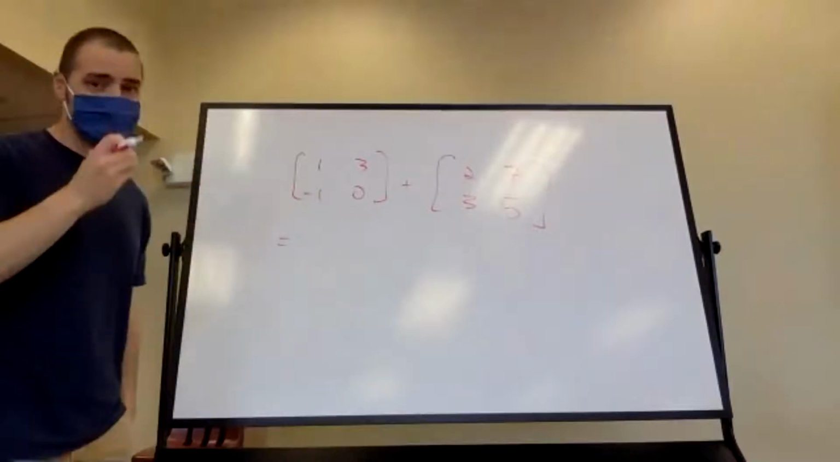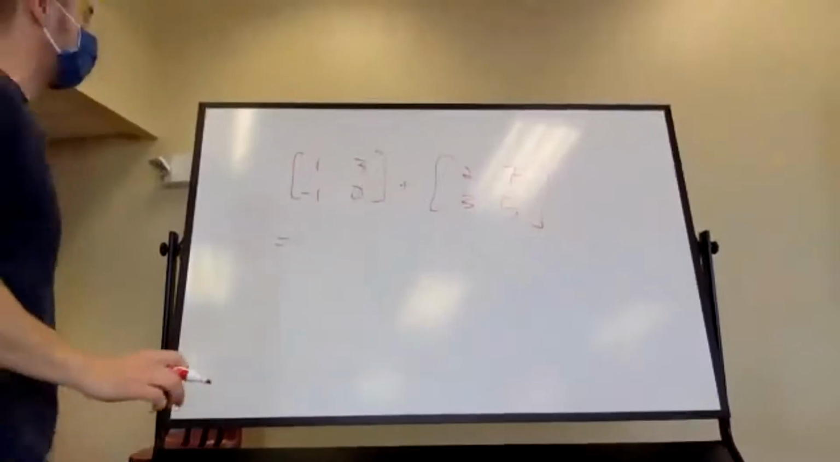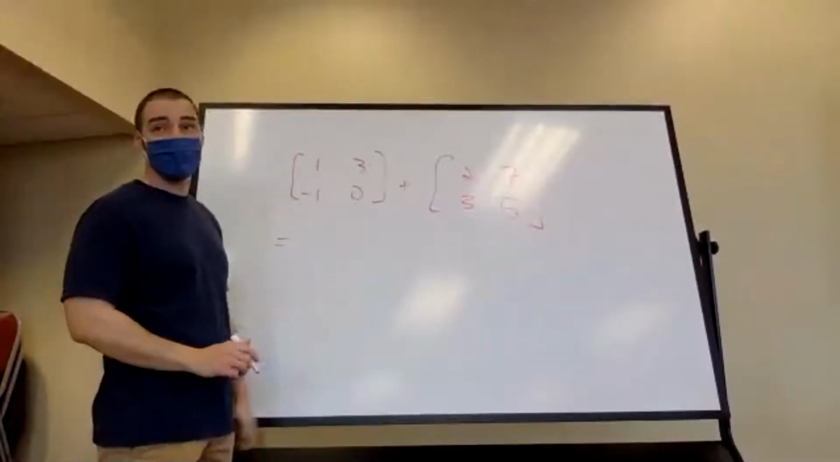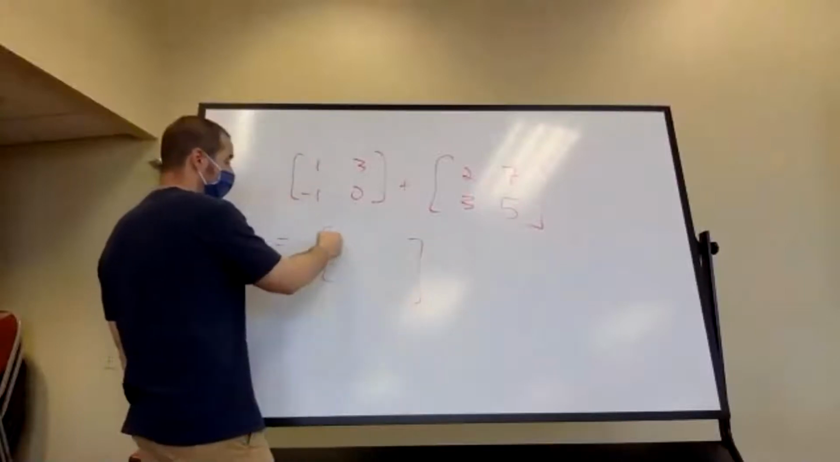The definition says just add things component-wise. So the 2 matrices you're adding have to have the same dimensions. These are both 2 by 2, so that's all right. So the result is 2 by 2. What's the top left entry?